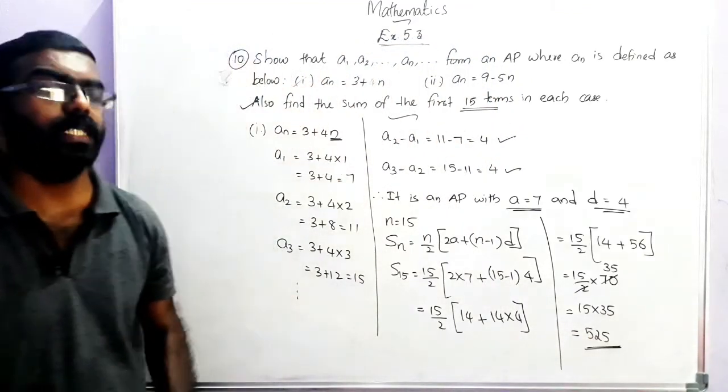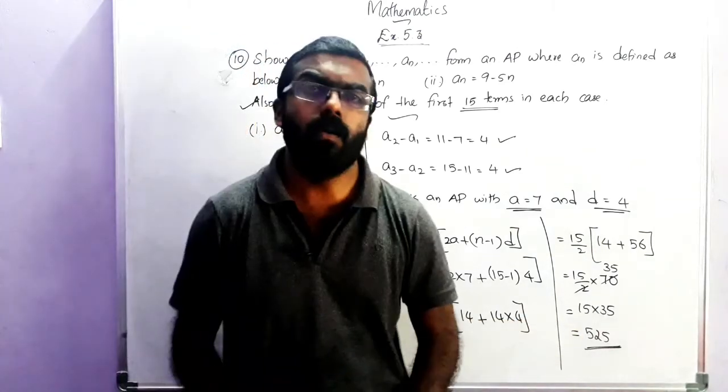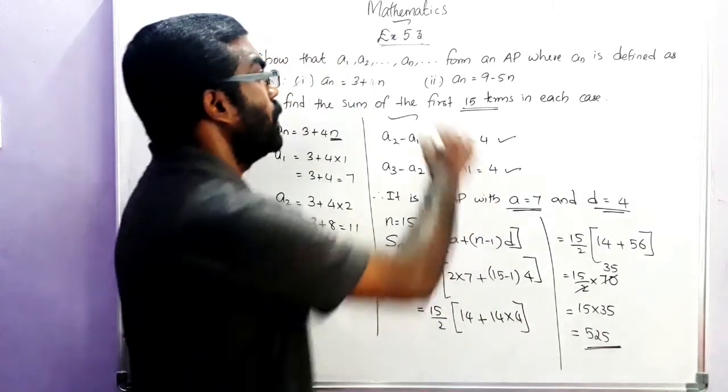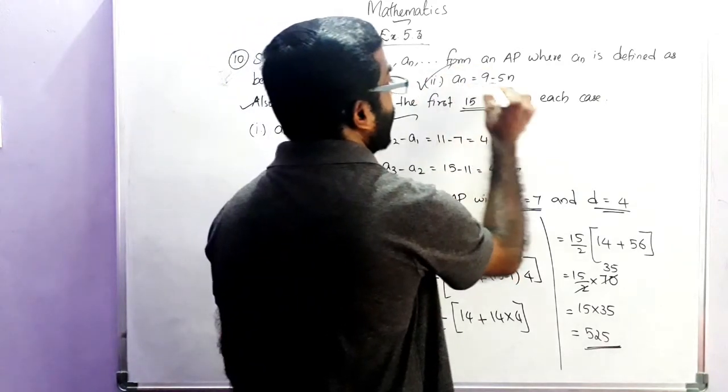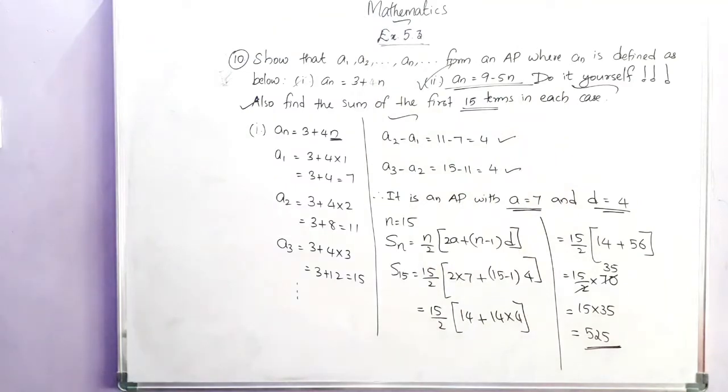That means the sum of the first 15 terms of the AP is 525. Now one more sub question is there. It's homework, do it yourself. an is equal to 9 minus 5n.